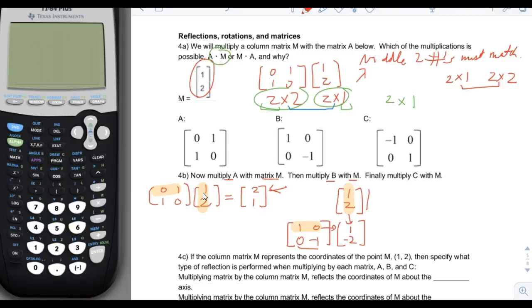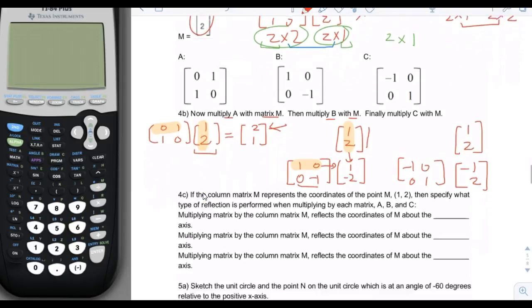That's in the case of B. And then finally we have the case of C. I'll do C also this way so you can see how it works. First I multiply negative 1 times 1, which is negative 1, and 0 times 2, which is 0. I add them together and get negative 1. Then 0 times 1 is 0, and 1 times 2 is 2, and I add those together and get 2. Very interesting. Do you see how multiplying the column matrix 1, 2, you get different combinations of 1s and 2s in different orders or with negative signs?